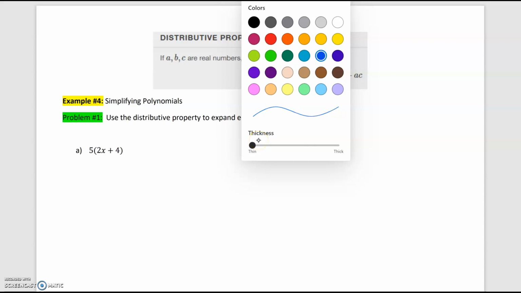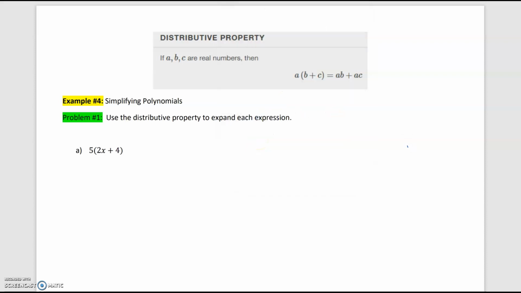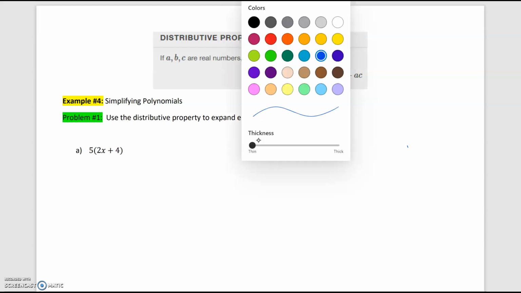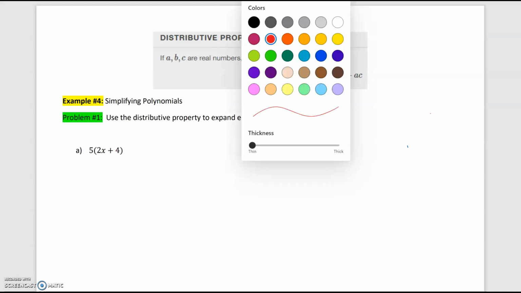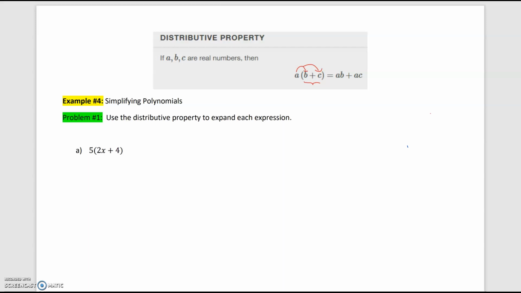Hi class, we need to take a look at example 4. Now, in this type of problem, what we're actually doing is applying the distributive property. The distributive property pretty much says the following. If you have a set of parentheses and a constant on the outside, that's going to multiply both of those values.